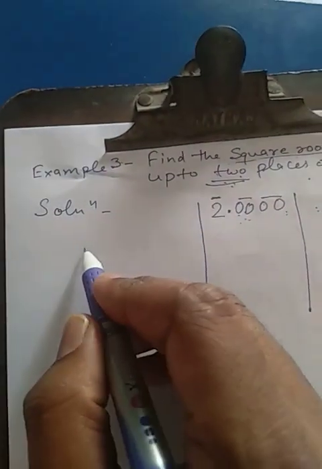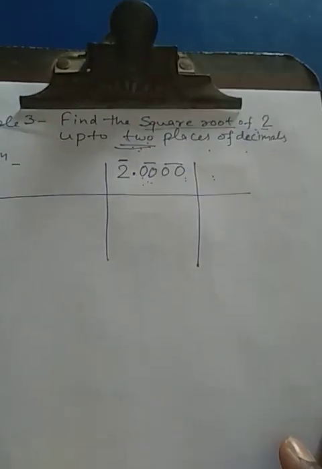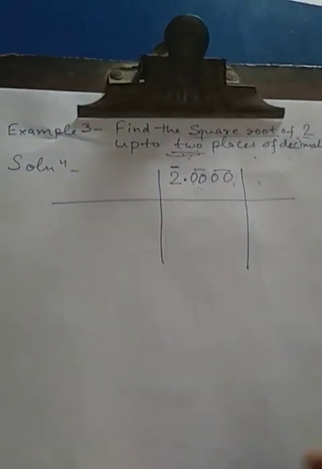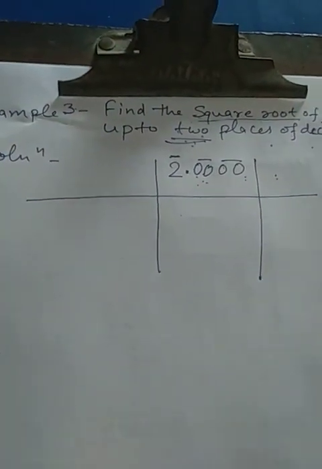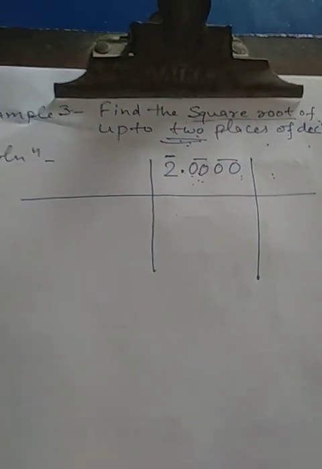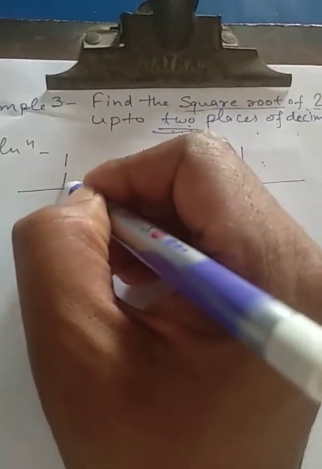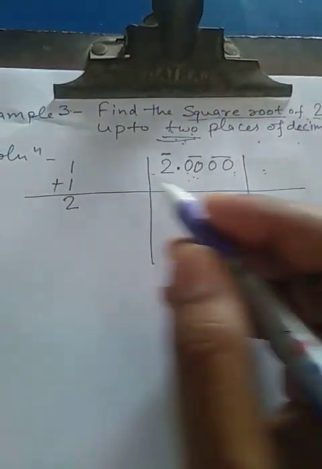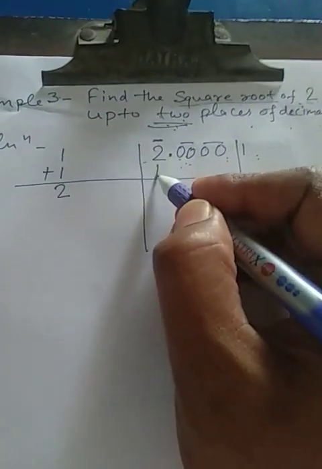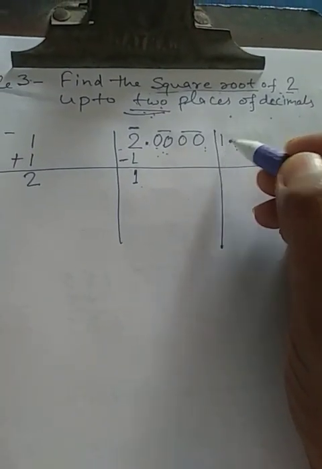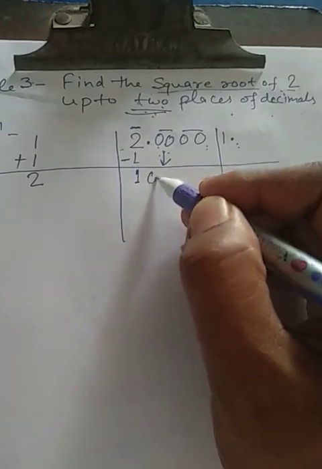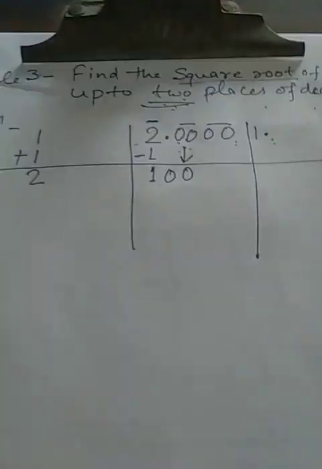Now I am drawing a line and writing here 1, 1 times 1 is 1. Then 2 times 2 is 4, which is more than 2, so I have to write 1 plus 1, that is 2, and 1 times 1 is 1. After subtraction it is 1. After putting the decimal, 2 zeros are there. Now it is 100.